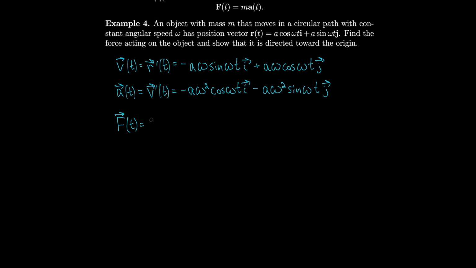So our force is mass times acceleration. So we just throw an m in. So that's minus m times omega squared. And I can factor out omega squared because I've got it in both of these guys. Multiplying by m, that'll also come out. And I've got left inside a times cosine of omega t i plus a sine omega t j.